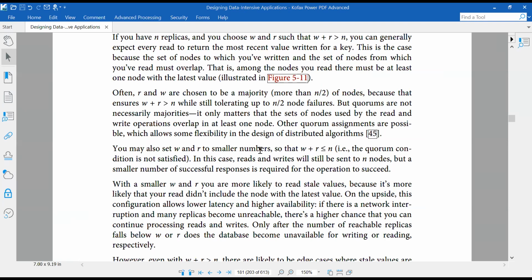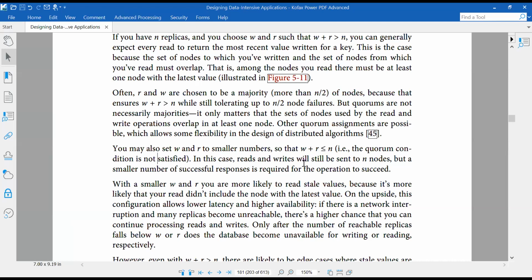W and R are set to smaller numbers so that W plus R is less than or equal to the number of nodes. So in this case, if it was 3 plus 3, that is 6, which is greater than 5. So here I'm looking at less than or equal to 5, so either 3 plus 2 or 2 plus 3. So it is not satisfying.